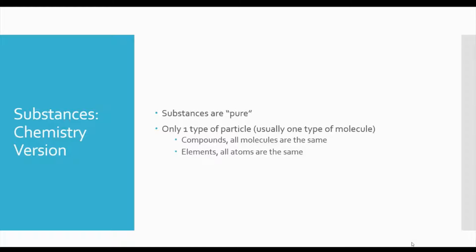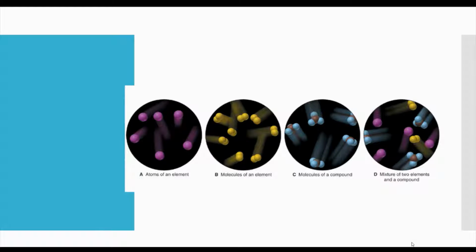Sometimes we have a material like, say, helium gas. That helium doesn't form molecules, so it's only made of one type of atom, and there are no molecules. So within the category of substances, we can distinguish these between elements and compounds.